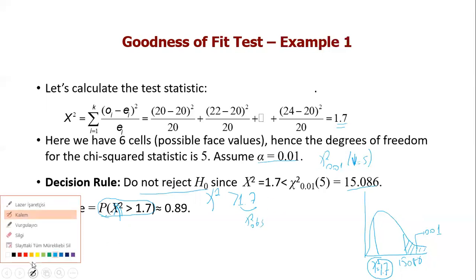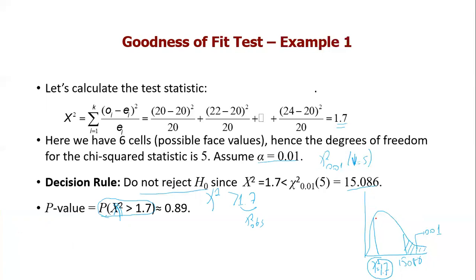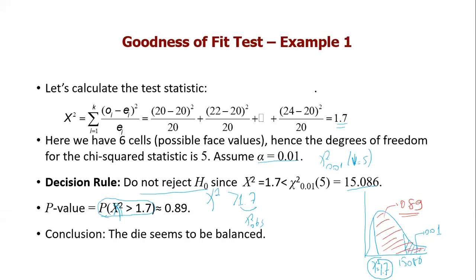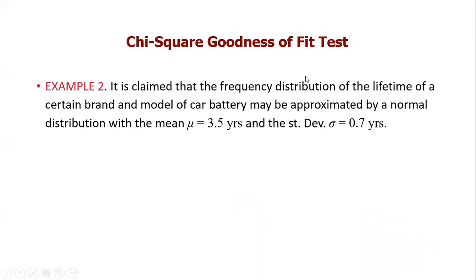What we are trying to do in the p-value is find this area. It turns out that this area is equal to 0.89, which is a very large p-value. Remember what a p-value was: the credibility of the null hypothesis. The credibility of the null hypothesis is very large, so you cannot reject the null hypothesis. Your conclusion is that, at the end, you don't reject the null hypothesis. It means that the die seems to be balanced.